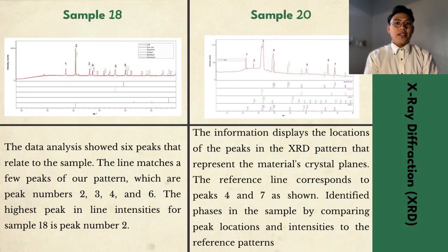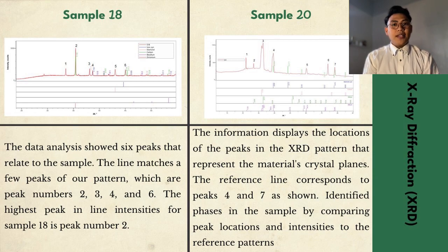Next, I will explain the data analysis. XRD is used to identify the crystalline phase in a material. Scientists can determine the phases present in a substance by comparing the diffraction pattern acquired from an unknown sample with a database of known patterns. 2 unknown samples have been observed.